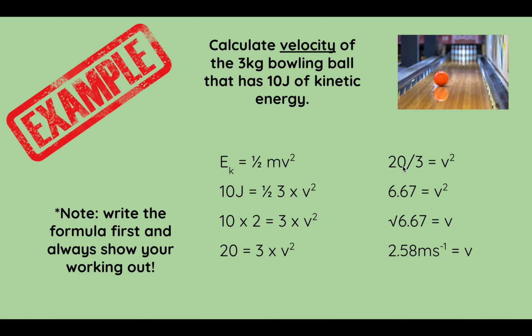Moving on over here, to get rid of the 3 or the mass, I need to divide both sides by that number. So if I divide this right hand side by 3, I'm left with just v squared. And if I divide this side by 3, I get 6.67. My last step is to do my square root. So square root of 6.67 equals 2.58. I'm left with just velocity on this side. And then I know that my unit for velocity or for speed is meters per second to the -1.